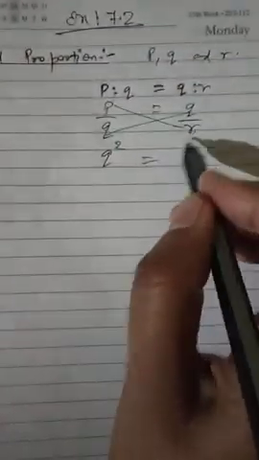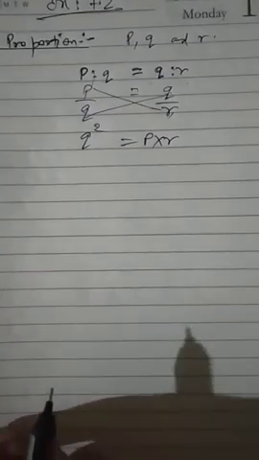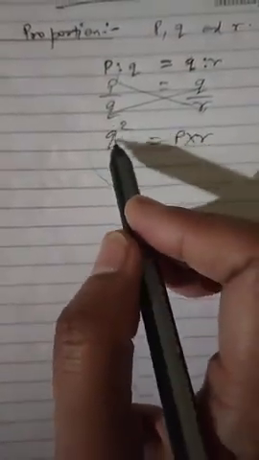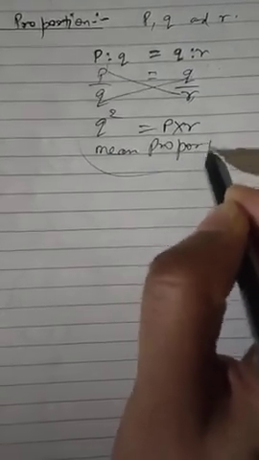We can write it as P by Q is equal to Q by R. If you multiply it, Q into Q will be equal to Q square and P into R will be equal to P into R. So we can write it in this manner also by making the cross product. This is in continued proportion, and because Q is common for both, Q is called the mean proportion.